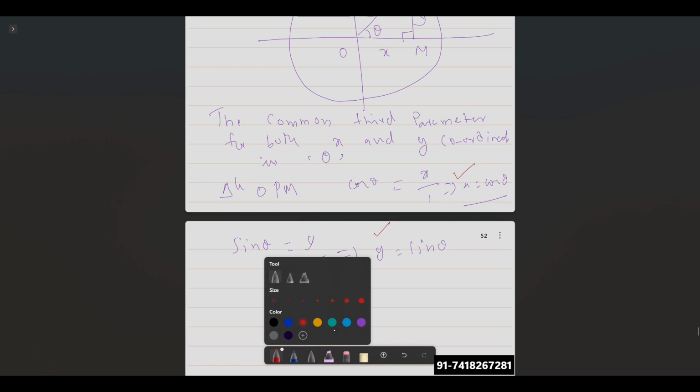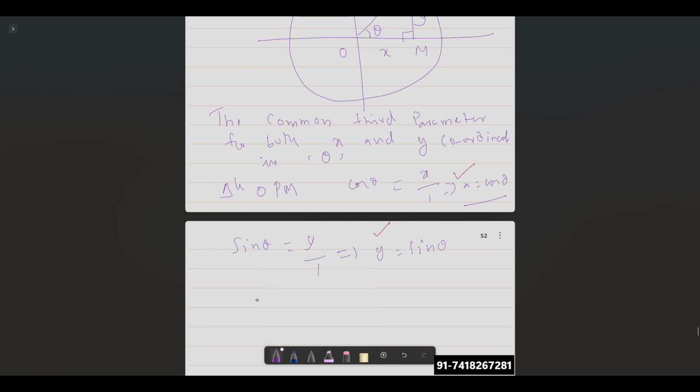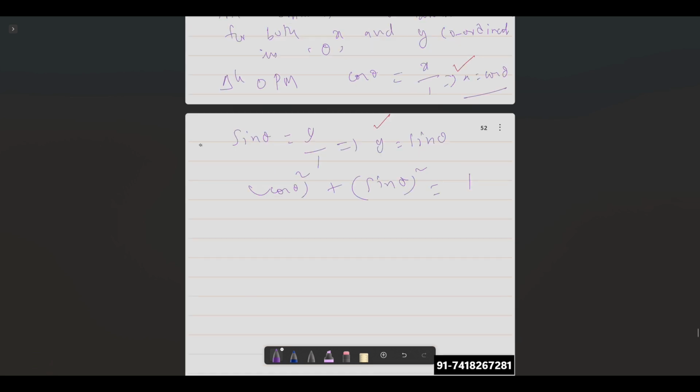If you substitute into the standard equation, what will happen? X is cos theta whole square plus sine theta whole square. This gives you 1. So right hand side equals left hand side. So proved. That means x equal to cos theta and y equal to sine theta are the parametric coordinates in place of Cartesian coordinates.